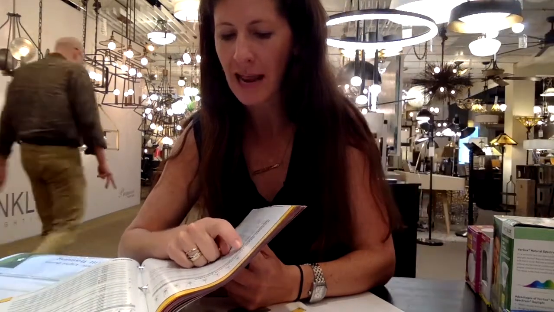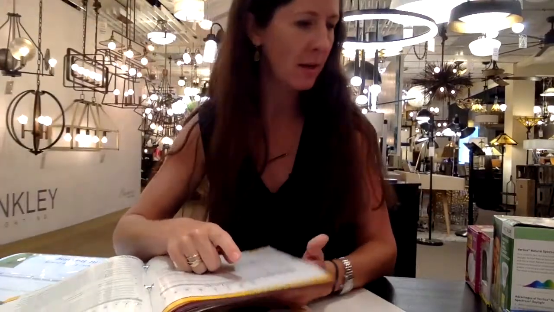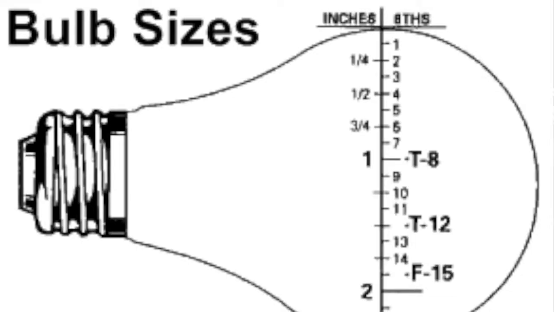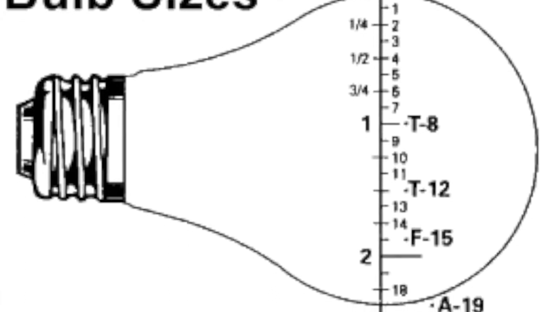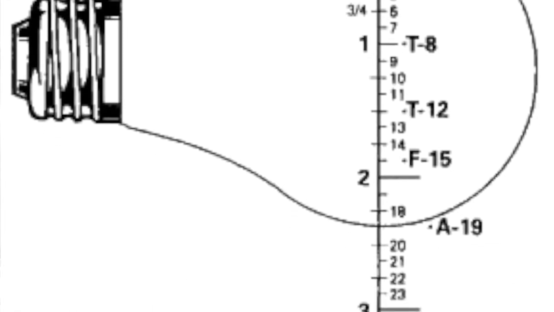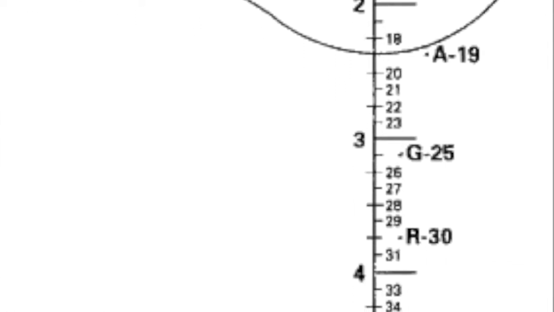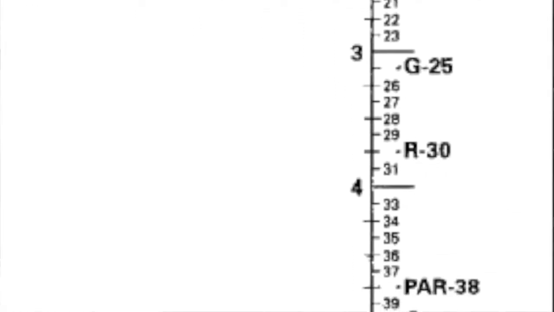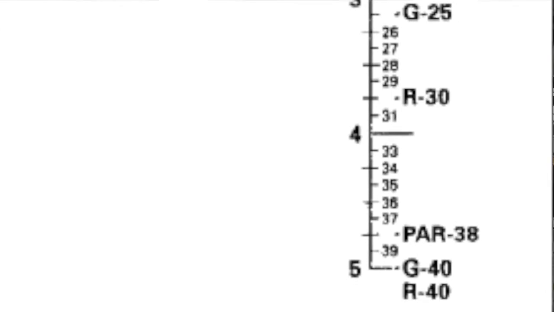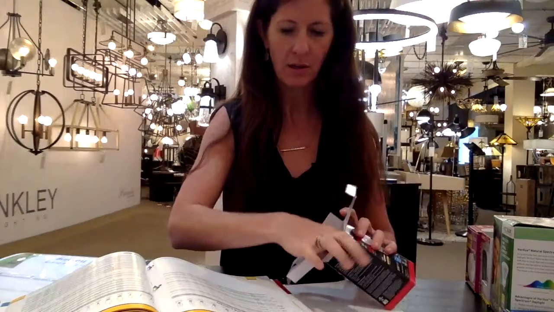So if you compare an A15 to an A19, this is an A19, which is more of the standard size lamp. The A15 is smaller, and again, it's measured in 1/8 of an inch. So that would be a little less than 2 inches wide, and then an A19 is just a little bit bigger. So that's how you kind of know what the sizing is.